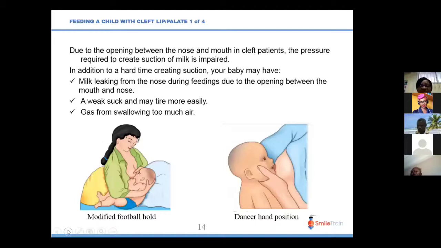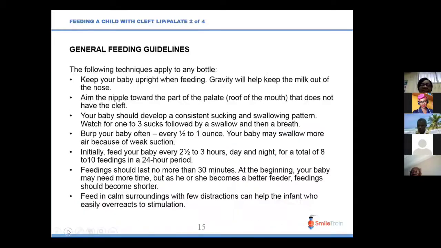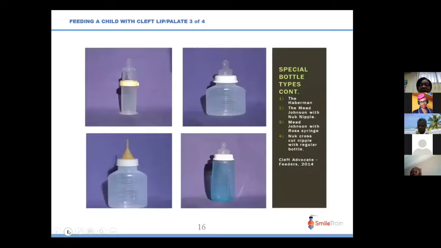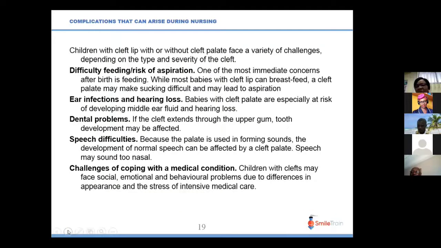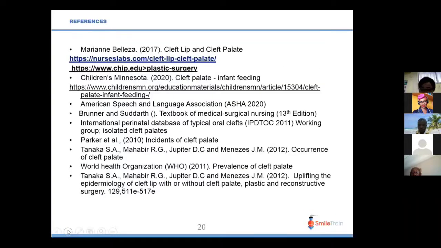I have on my slide feeding, but I know that feeding was treated last by one of the doctors. So I'm passing through that slide and I'm going straight to my references. So thank you so much.